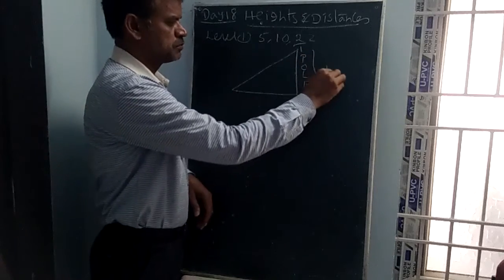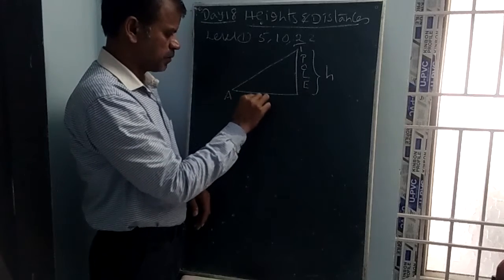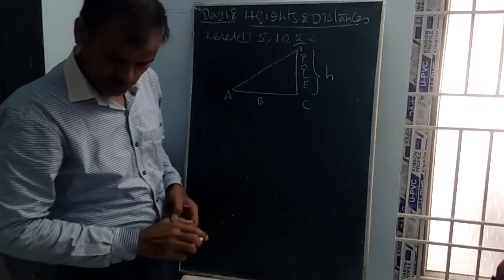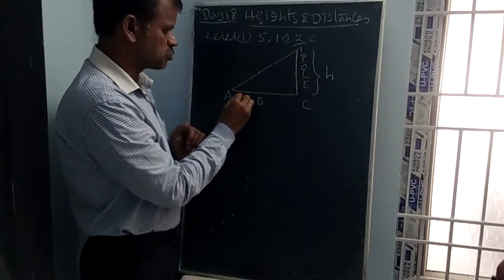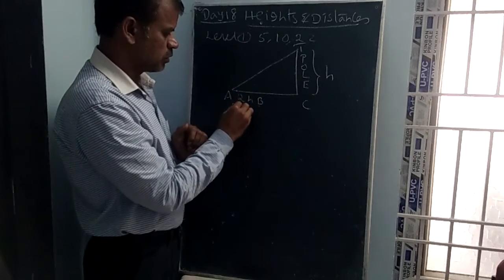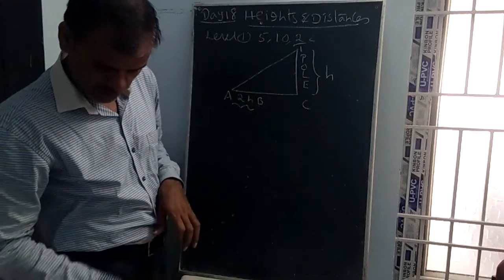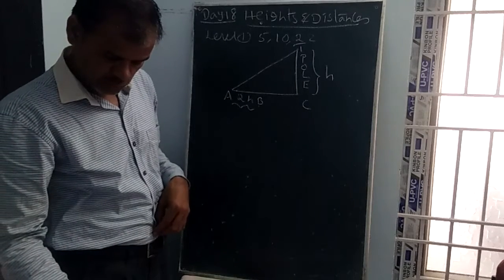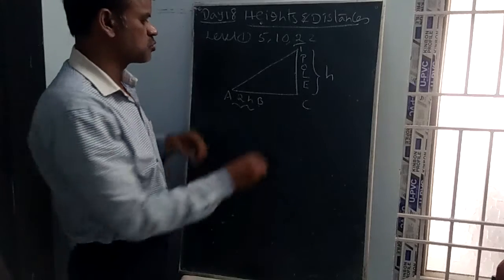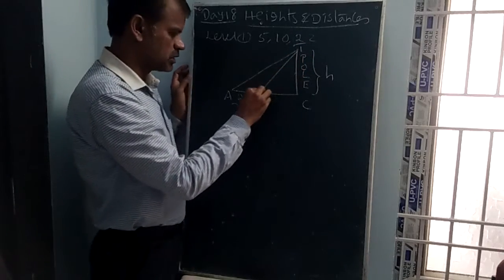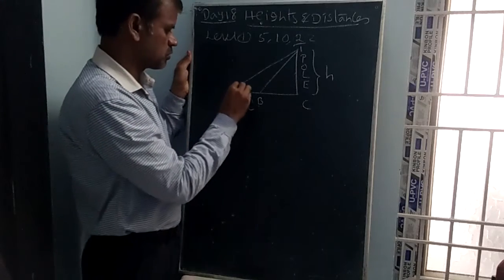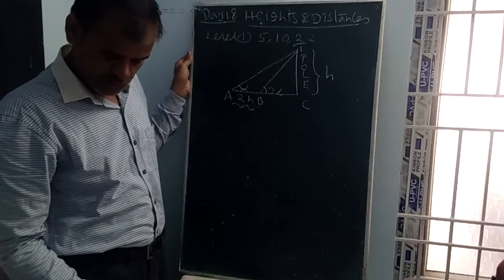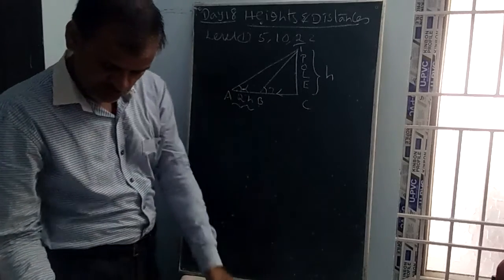Let this be H, let this be A, this is B, this is C. Double the height of pole. He moved, so this is H, this is 2H. He walked double the height of the pole towards it, and finds that the angle of elevation is 2 alpha. From B the angle is 2 alpha. At starting position this is alpha, and here it is 2 alpha. Then what we should calculate?